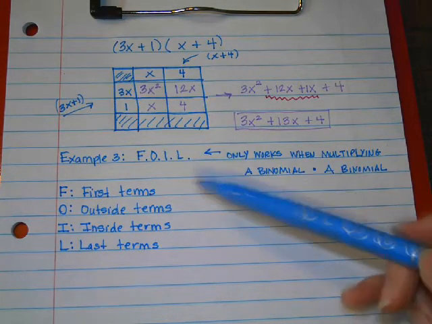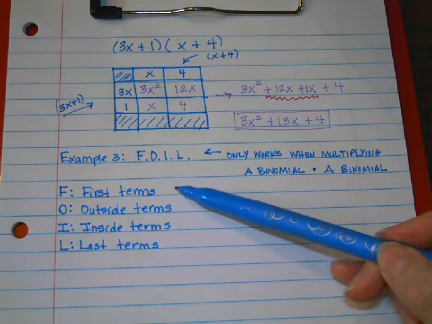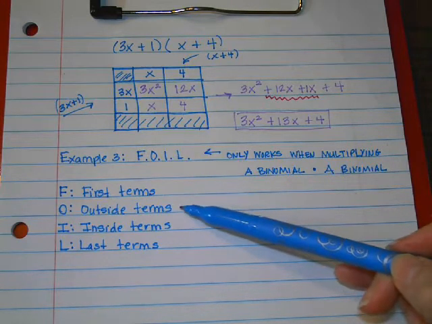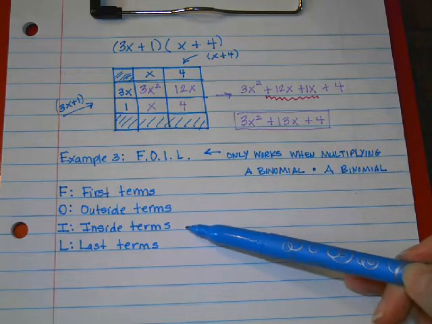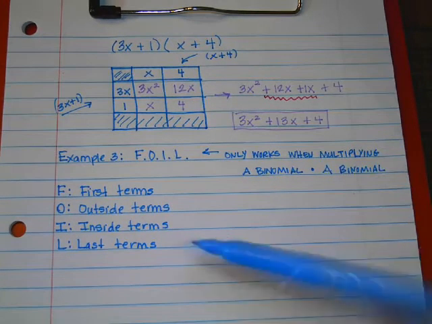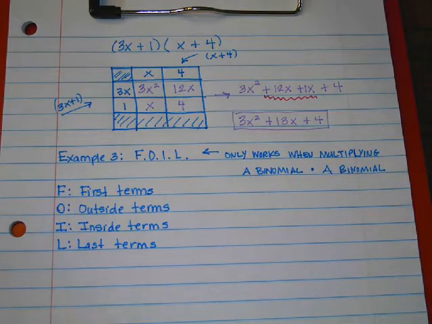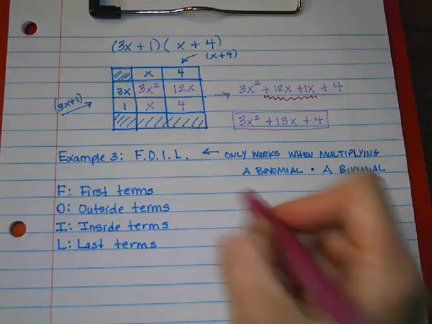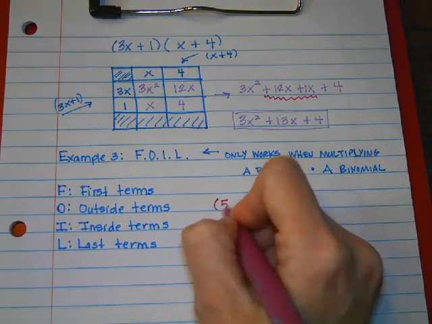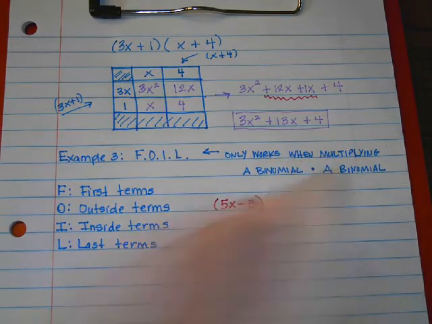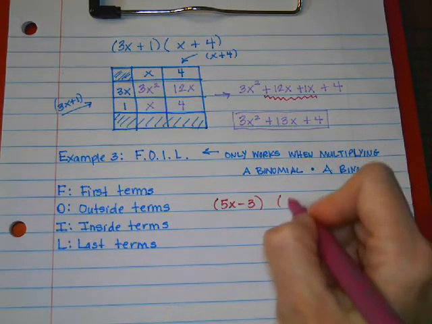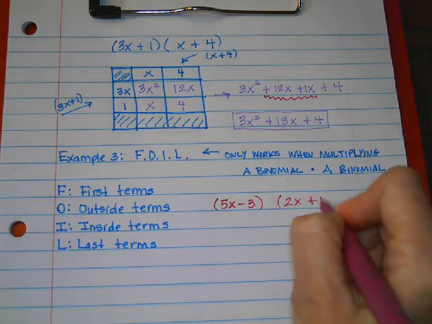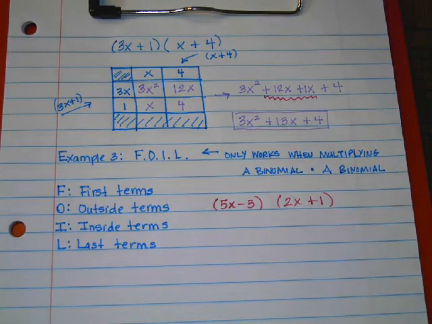This means they want you to multiply the two first terms together, then they want you to multiply the outside terms together, then the inside terms together, and then the last terms together. I'm going to show you what that means with a given problem. All right, so we're going to do 5x minus 3, and we're going to multiply it by 2x plus 1. All right, so we're going to do our FOIL method.